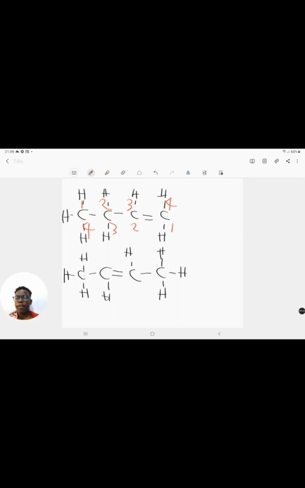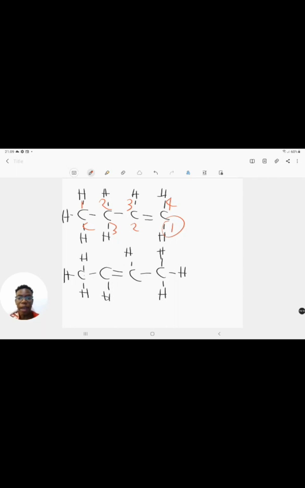Now, where is my functional group? The double bond is my functional group. Which number is the smallest that is tied to that double bond? What are the numbers firstly that are tied to that double bond? It's 3, it's 2, it's 4, and it's 1. All of them are surrounding that double bond. So which one is the smallest? Well, the smallest is 1.